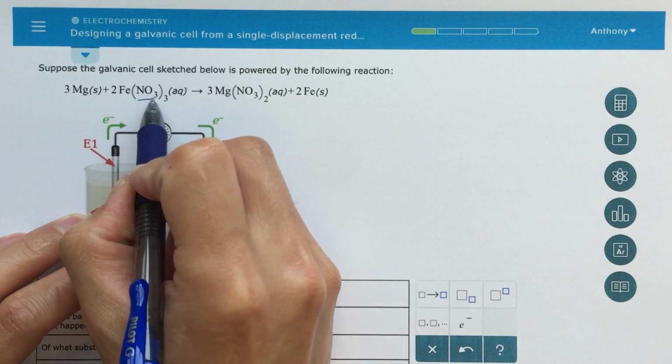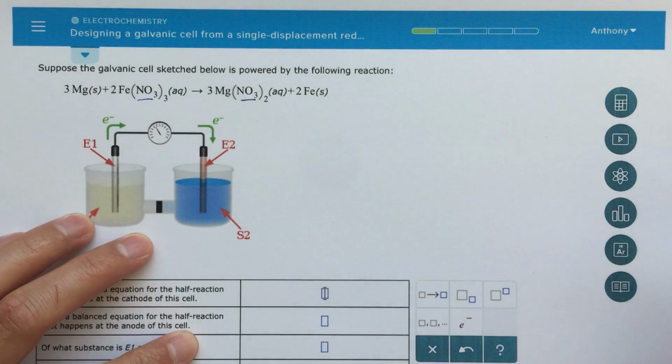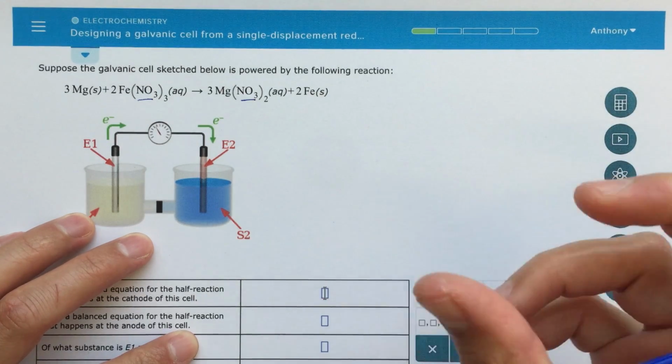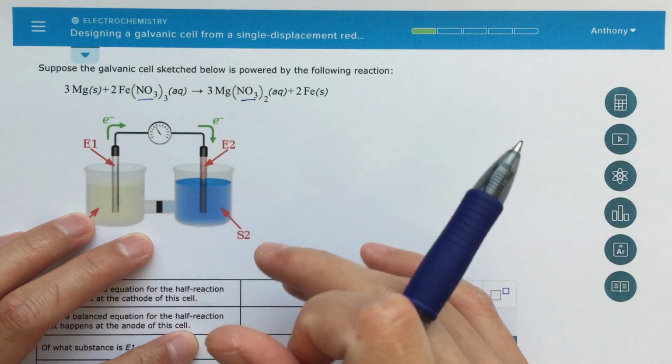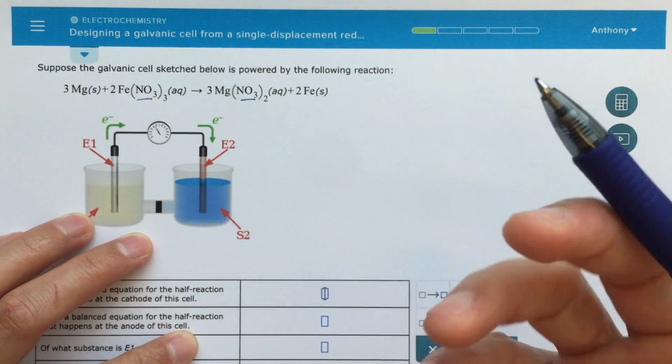This NO3 that I'm seeing on both sides is just a spectator ion. It's just a counter ion that's in there to balance out the charges in my solutions, and it really is not going to play any role in the actual redox reactions.